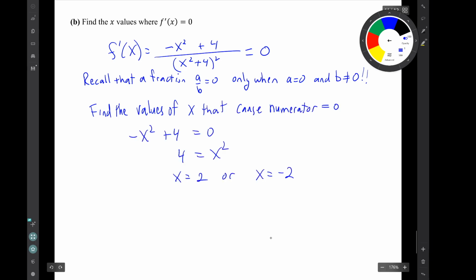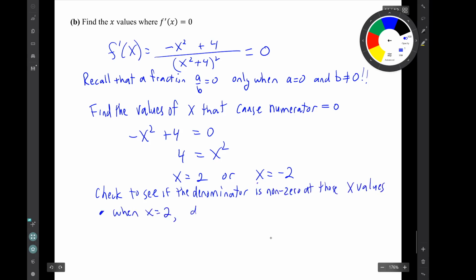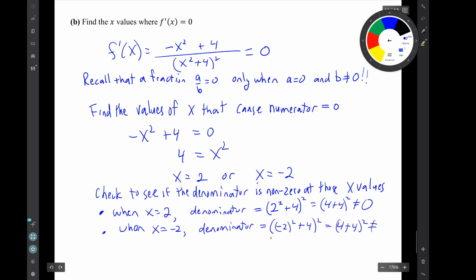So we end up with two values of x that cause the numerator to be 0. Now we have to double check to make sure that the denominator is not 0. Notice my calculations. You have to be careful about the signs. When you substitute in x equals minus 2, you have to put it in parentheses and square it. The minus gets killed by the squaring. You end up with just the number 4.